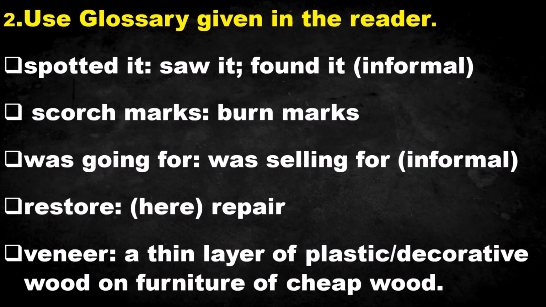Now the second component is Use the Glossary given in the reader. The best part of this is you can find meanings for the unfamiliar words on the very page itself. For example, spotted: you can find saw it, found it. In the same way, you have to use the glossary that is given in the reader, and you can find it on the same page itself.